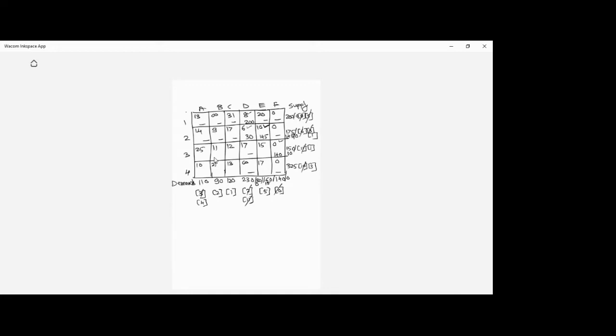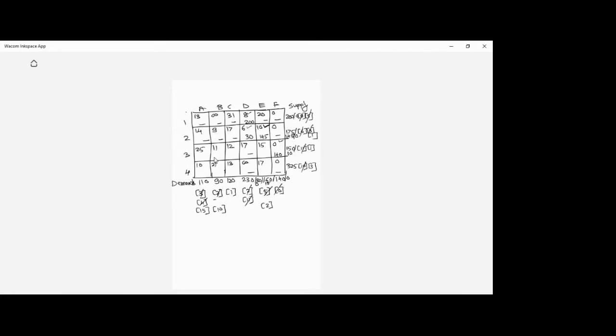right? Recalculating the penalties for my columns and rows again. So for column A, it will be now 25 minus 10, that is equal to 15. For column B, it will be 21 minus 11, so that comes out to be 10, right? For column C, it will be 13 minus 12, that is 1. Column D is already exhausted. For column E, the penalty will be 17 minus 15. The penalty is 2. Column F is already exhausted.